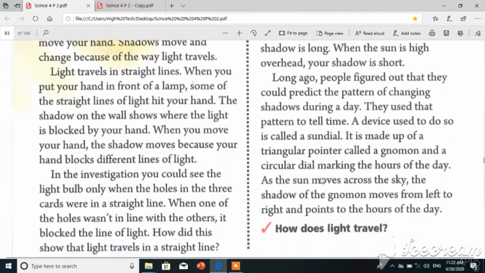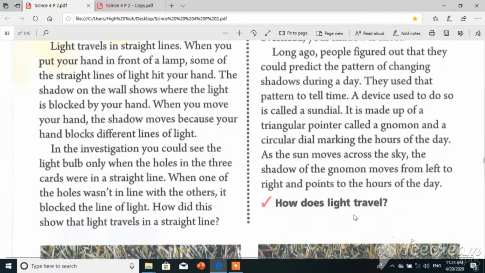A device used to do so is called a sundial. It is made up of a triangular pointer called a gnomon. Please, this G is silent. Don't read it. The triangular pointer on a sundial is called a gnomon, and there is a circular dial marking the hours of the day. As the sun moves across the sky, the shadow of the gnomon moves from left to right and points to the hours of the day.